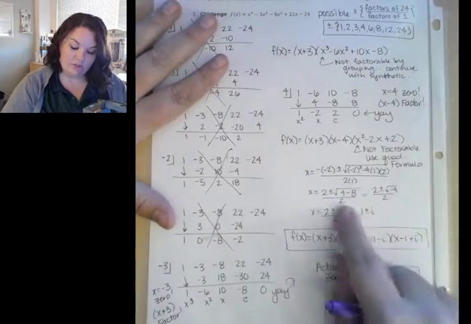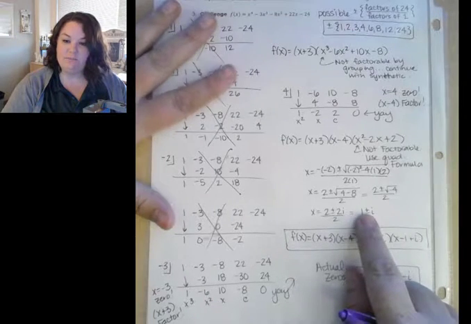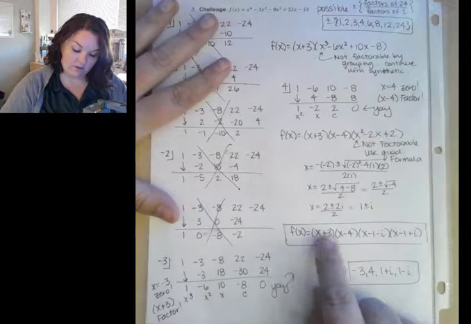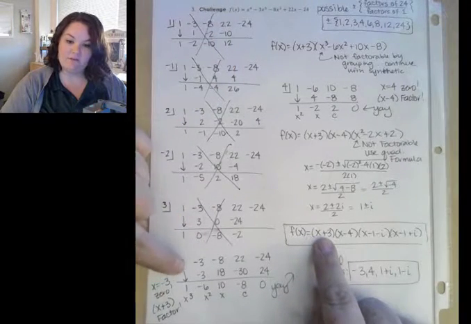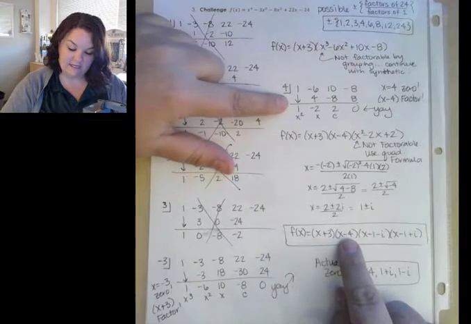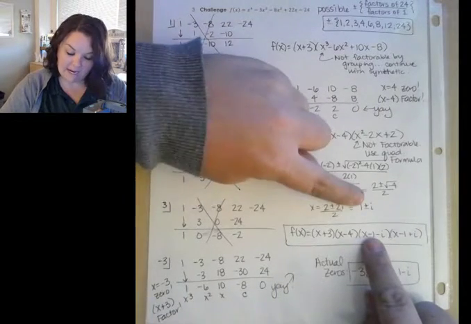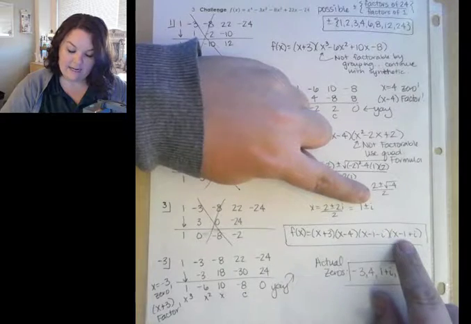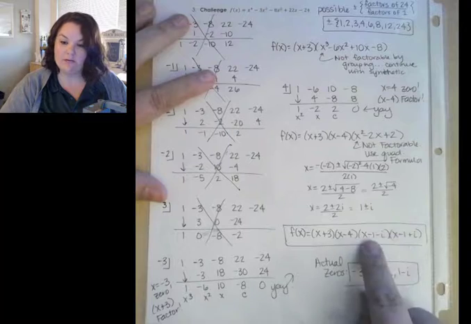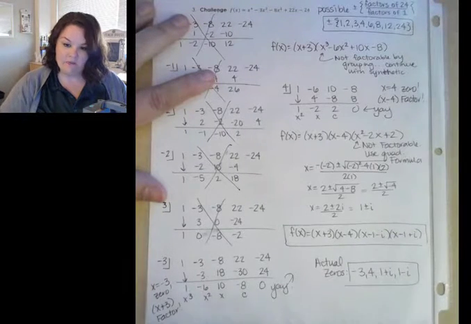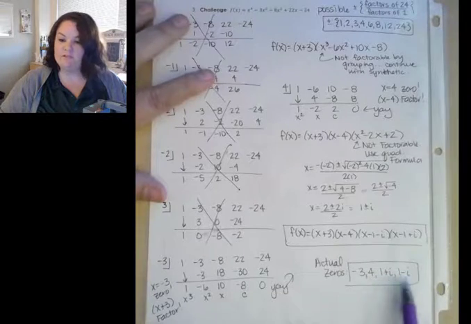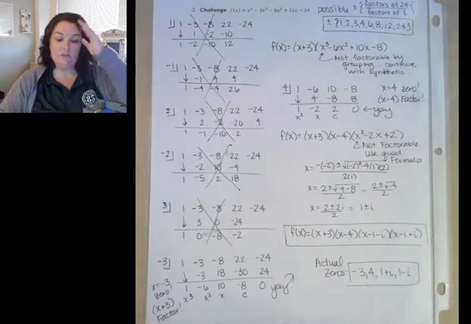So when we go through the quadratic formula and simplify, we should end up with 1 plus or minus i. So our factors are the x plus 3 we got from our first synthetic, the x minus 4 we got from our second synthetic, and then our x minus 1 minus i and x minus 1 plus i that we got from our solution from the quadratic formula. Okay, so our actual zeros are the -3, the 4, and then the 1 plus or minus i solutions.